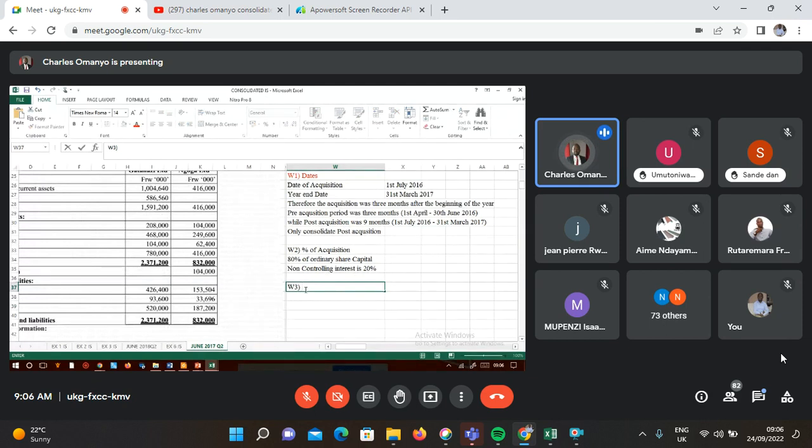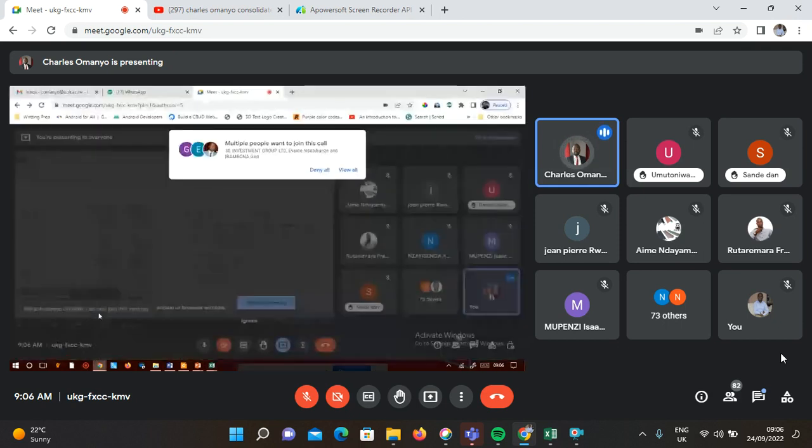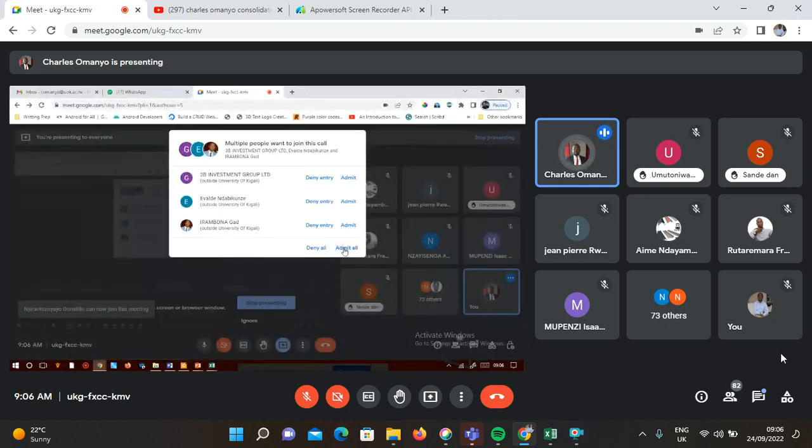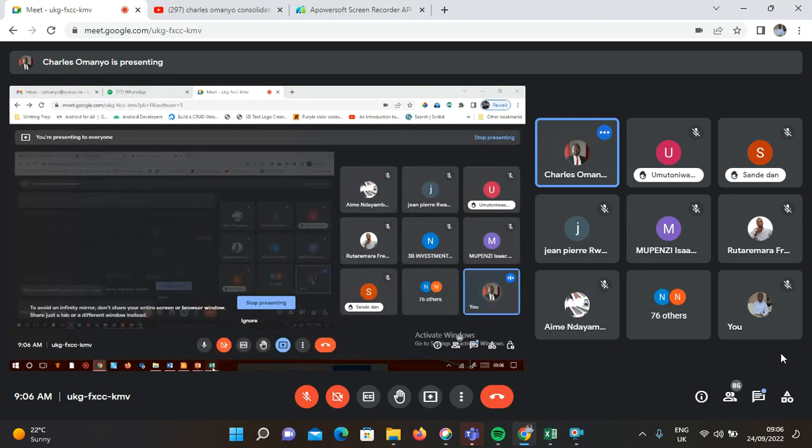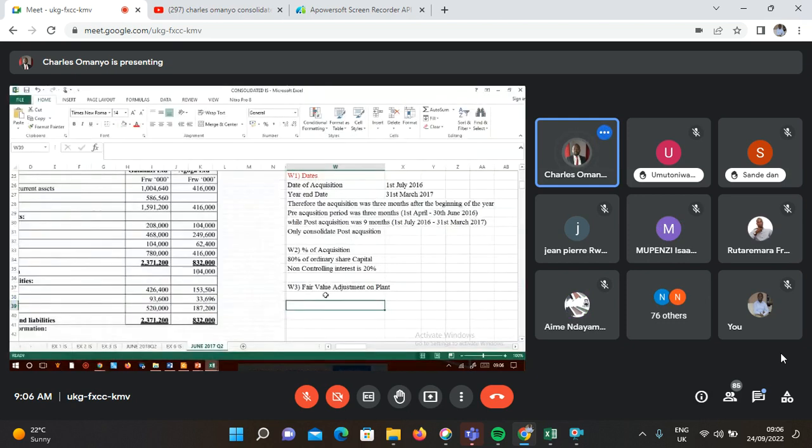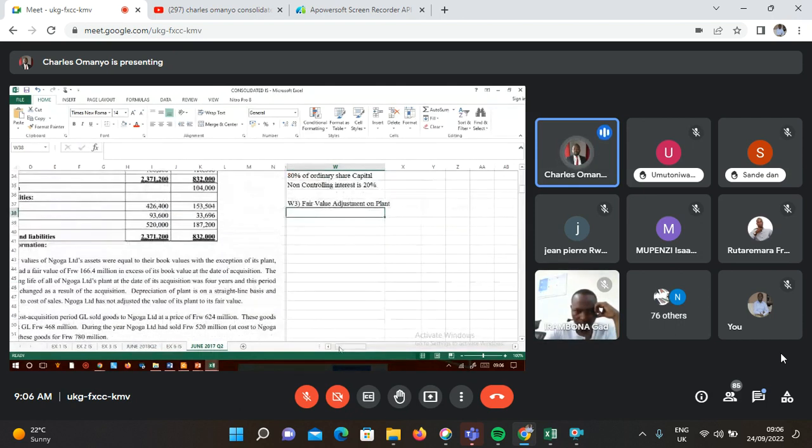I hope you are understanding the step-by-step working. There is what we call fair value adjustment on plant. Whatever I had explained. Fair value adjustment on plant. Now, what did we say at acquisition? You remember point number 1? If you have forgotten it, this one.